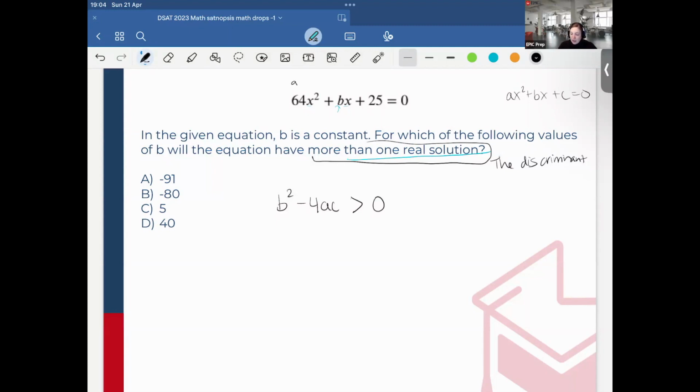Okay, so knowing that, now I just have to take those values. Remember, a is 64, b is just b, and c is equal to 25. Just getting these from the expression. And then here I'm going to plug them in. So 64 is a, and c is 25. Next step, multiply them all together. So that would be 4 times 64 times 25. So this would be b squared minus 6,400 greater than 0. Move the 6,400 to the other side.